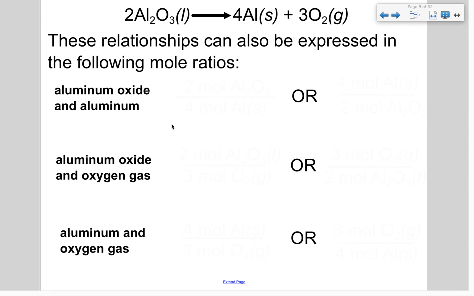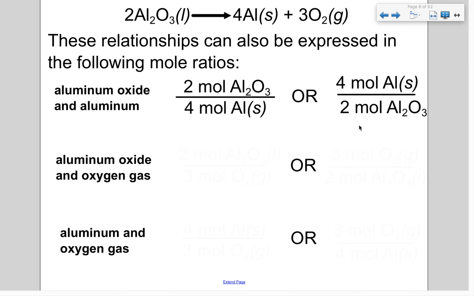If I was in aluminum and I wanted to go to aluminum oxide backwards, my ratio would be 2 moles of aluminum oxide to 4 moles of aluminum solid. And the reason for that is you have to think about what you are given. If you are given aluminum and you want to figure out how much aluminum oxide can be produced, well then you put your given here times, and then whatever compound or element you are in, that goes on the bottom, so it cancels out. So that way you are left with the product or whatever element or compound you're trying to figure out. So 2 to 4, or I can flip it, if you're given aluminum oxide and you want to figure out how much aluminum, it'd be 4 over 2.